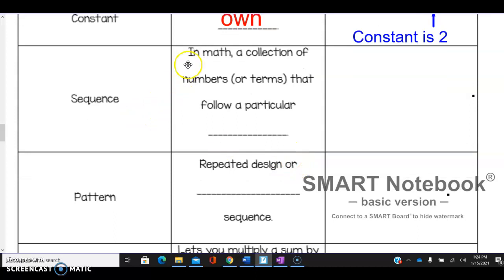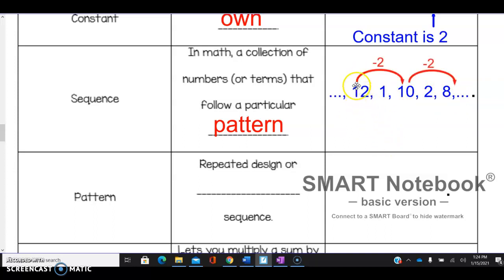A sequence. A sequence in math is a collection of numbers or terms that follow a particular pattern. So in this case, if they gave me 12, 1, 10, 2, 8, can you see a pattern happening here? So we can see to get from 12 to 10, we're subtracting by 2. And then 10 minus 2 gets us to 8, and so on. Here we have 1 plus 1 is 2, so my next number would be a 3, followed by a 6.